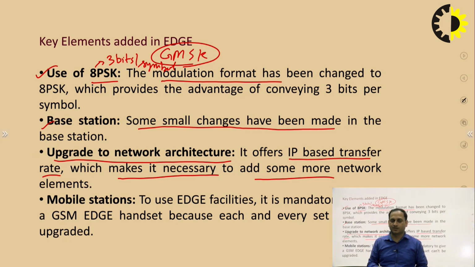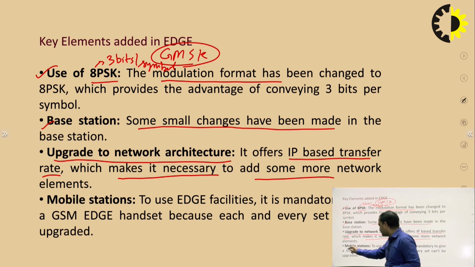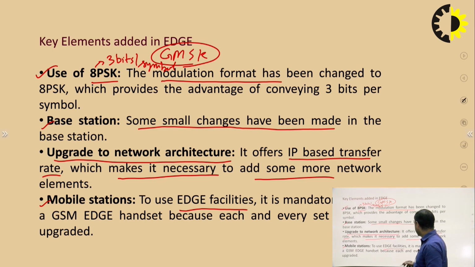This may be the disadvantage of this technology, but the benefits or applications are more. How do we get more benefits or applications? If we introduce more components as per our requirement, then the data rate or the voice quality will be improved. Second is mobile stations, which use the EDGE facilities. It is mandatory to have GSM EDGE handsets, because each and every set can't be upgraded.